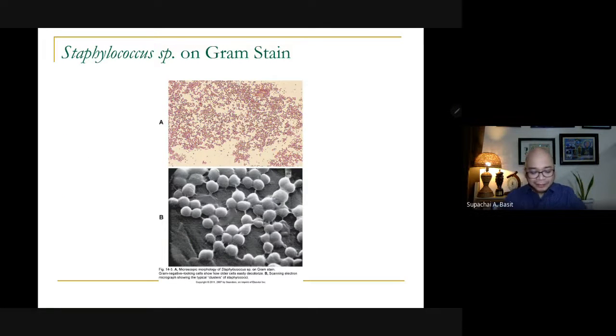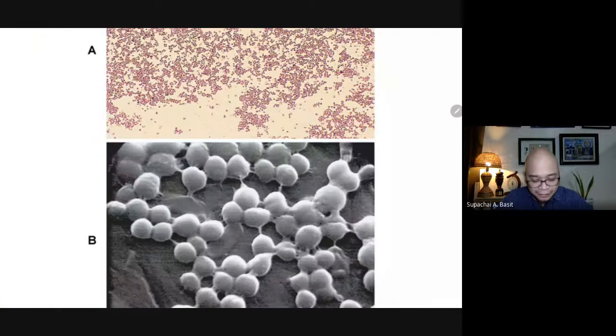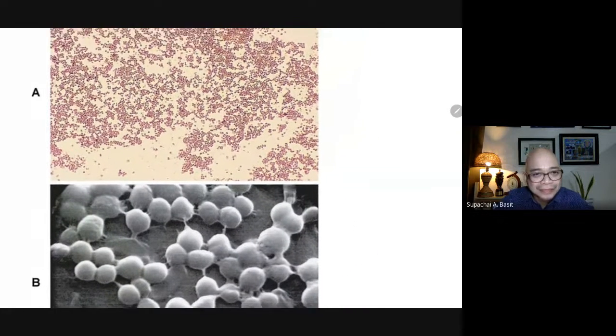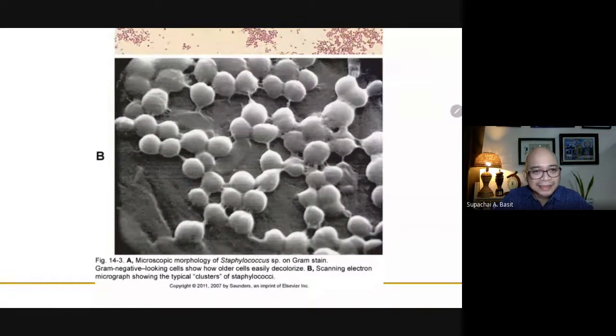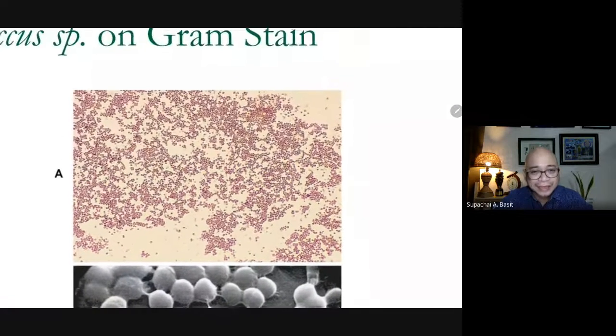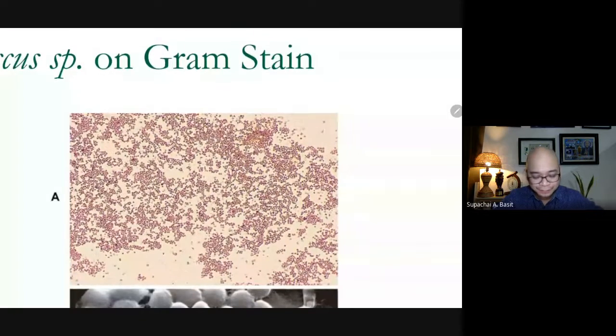This is how they look. They are purple since they are gram-positive. This is how they look under the microscope. And this is how they look under the electron microscope. This one is stained with gram stain.